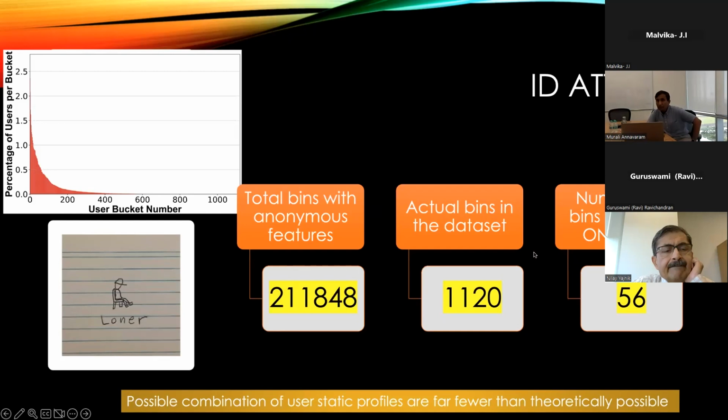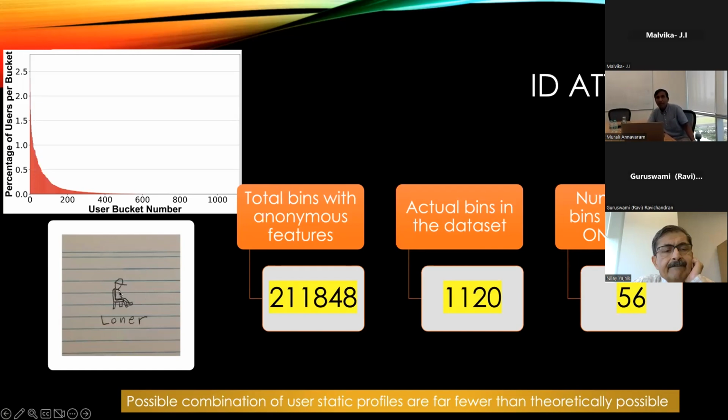And this is even more striking. The more striking information is that the number of bins with just one user is just 56. So these are the bins where, if I combine the microgroup ID, the group ID, the user gender, and the city depth and all of that, for some combinations there's only one user in the entire system containing millions and millions of records. And so this is what I call the loner syndrome.